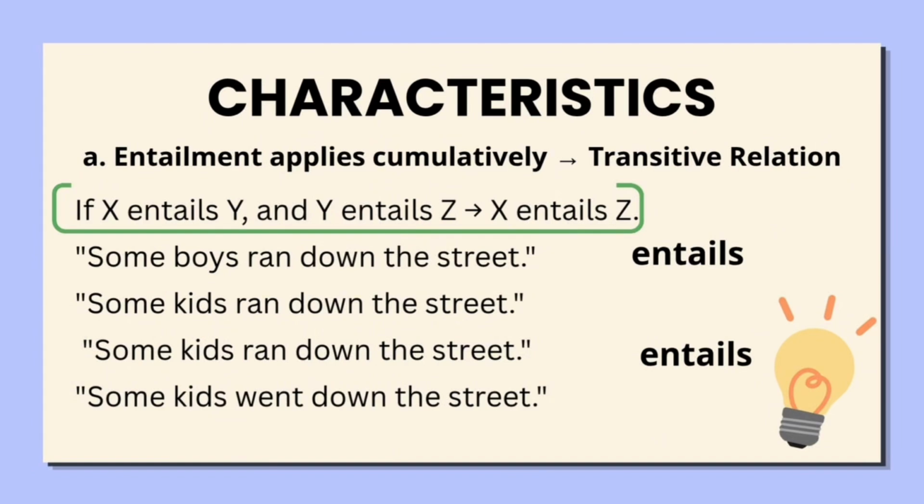So now we combine both entailments together. If boys are kids and running is a kind of going, then "Some boys ran down the street" also entails "Some kids went down the street." This example shows that entailment can continue step by step through logical meaning relationships.